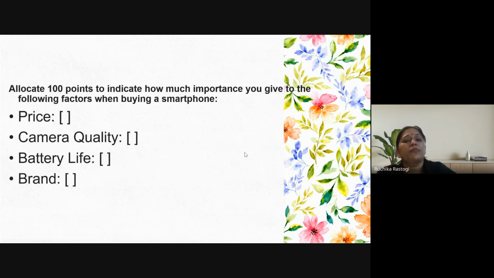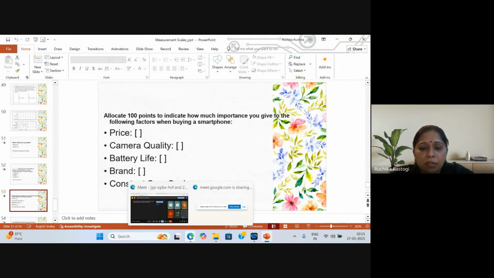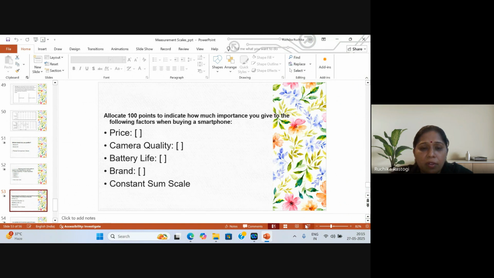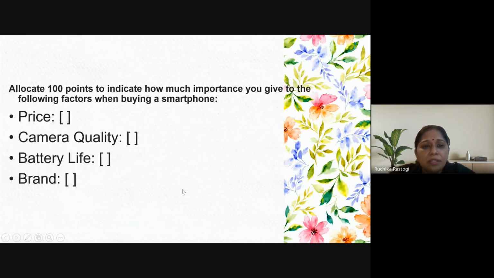See the next one. Which method is being used here? I think it's very easy once you see the question. Anyone who wants to give the answer? Allocate 100 points. You have to get a total of 100. I have given you the detergent example. Constant sum scale. Yes, it is a constant sum scale.